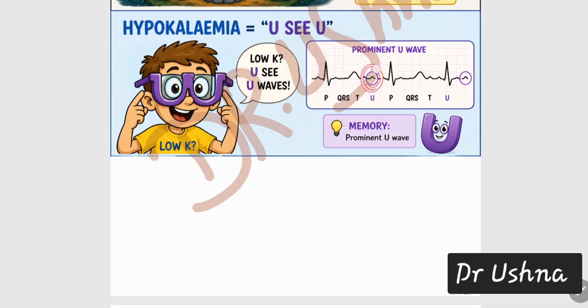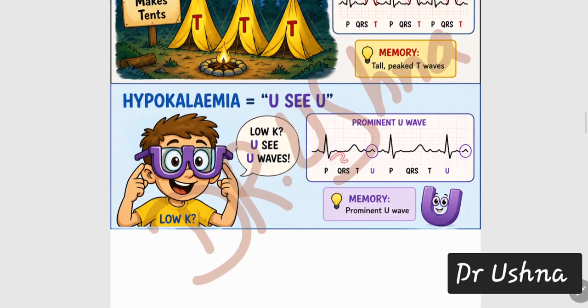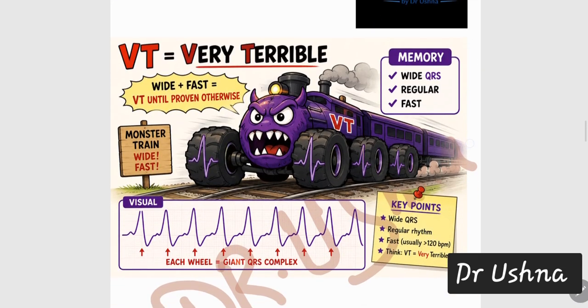This is an additional wave that is present in hypokalemia. So in hypokalemia, somehow your ECG is prolonged, the rate is slow, bradycardia, and you are going to have this U wave. U goggles for the hypokalemia. Next very important thing is VT, ventricular tachycardia.